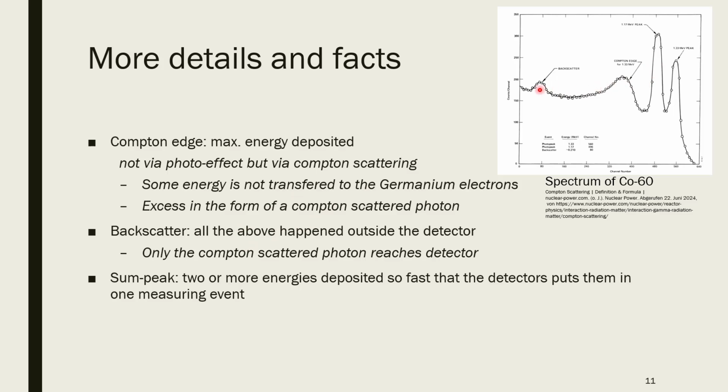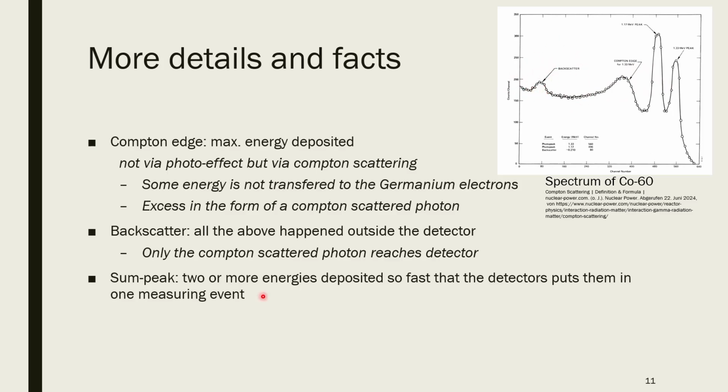Then you have the backscattering peak, which is basically the same. So you will have this backscattered photon with this difference in energy, which could also happen not inside of the detector, but outside the detector. And only this backscattered photon will get into the detector and can be measured, therefore leading to a backscattering peak.